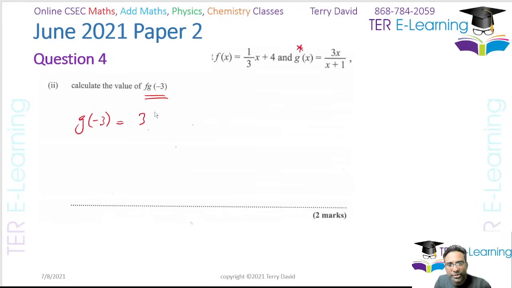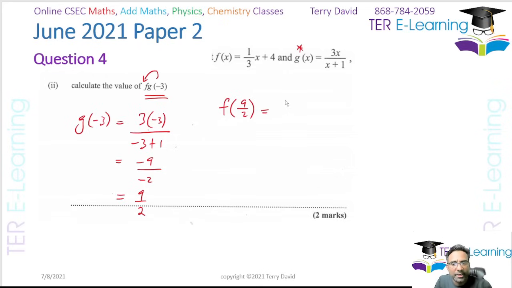So this is 3 multiplied by minus 3, divided by minus 3 plus 1. Now you need to be careful with these things. So 3 by minus 3 is going to give me minus 9, and then minus 3 plus 1 is going to give me minus 2. And therefore this is going to give me 9/2. But I'm not done with the question as yet. That answer that I got for g of minus 3, I need to plug that now into the function f. So I'm going to find f of 9/2.